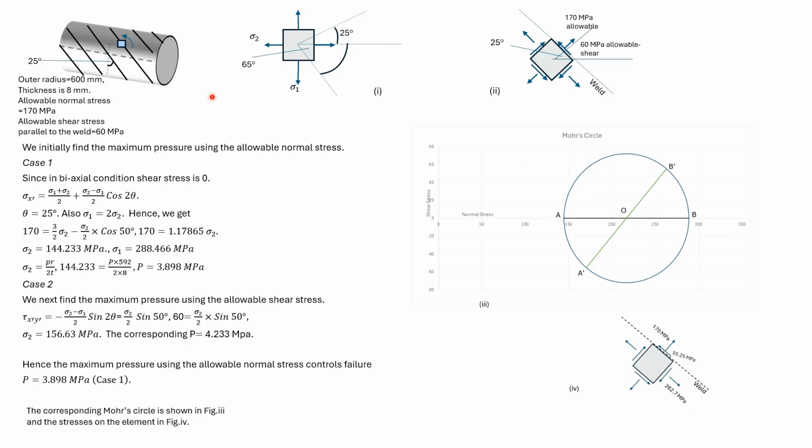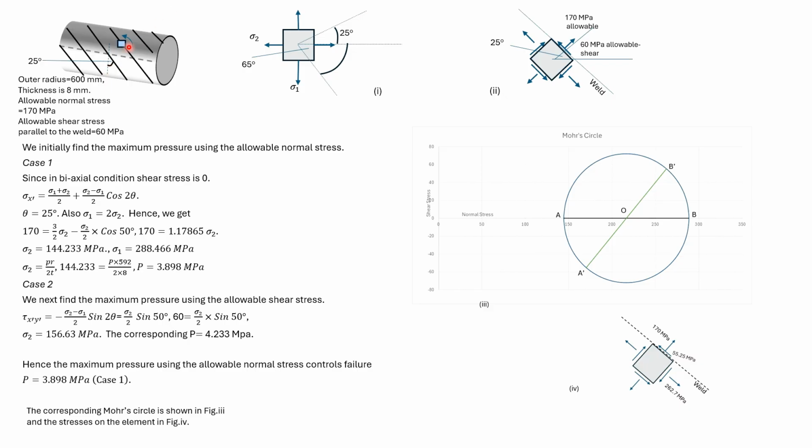Here we have a reverse problem. We are given the allowable stress and we are required to find out the pressure. Along the direction of the weld, allowable normal stress and the allowable shear stress are given. Unlike the previous problem, the angle here is given with the vertical rather than the horizontal.